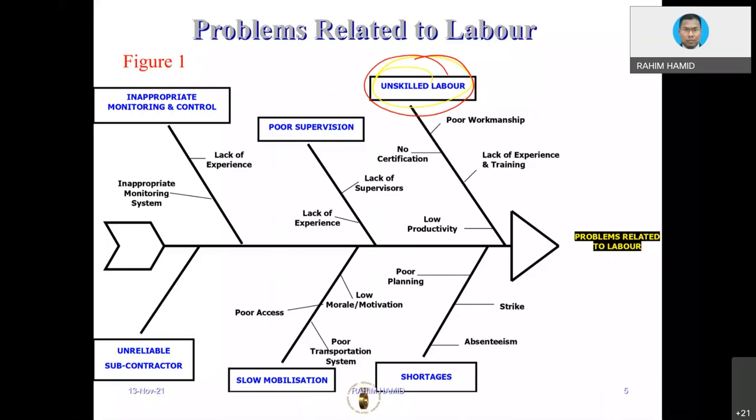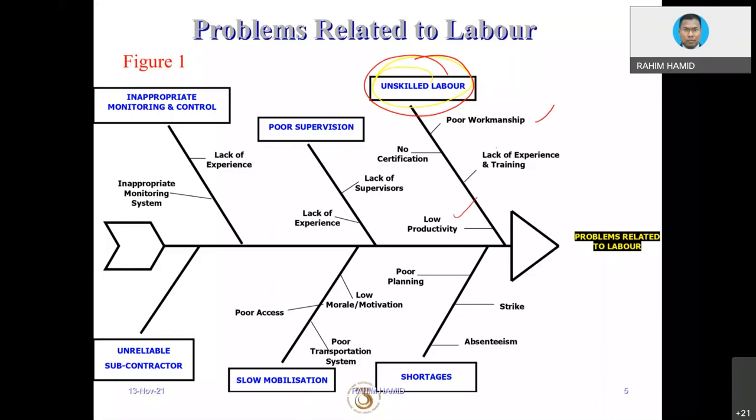over 1,000 workers around Johor Bahru area. We figured out their previous experience in their country before coming to Malaysia had got nothing to do with construction. So just imagine, they are basically learning while working. That would be the issue. So the unskilled labor will result in many things: poor workmanship, low productivity, etc.